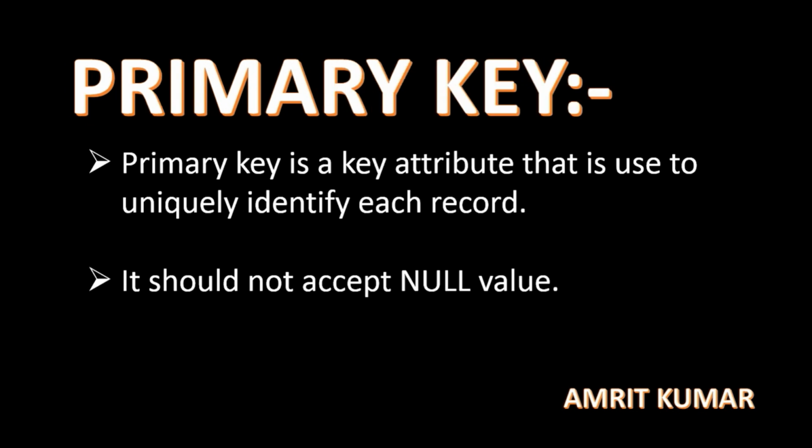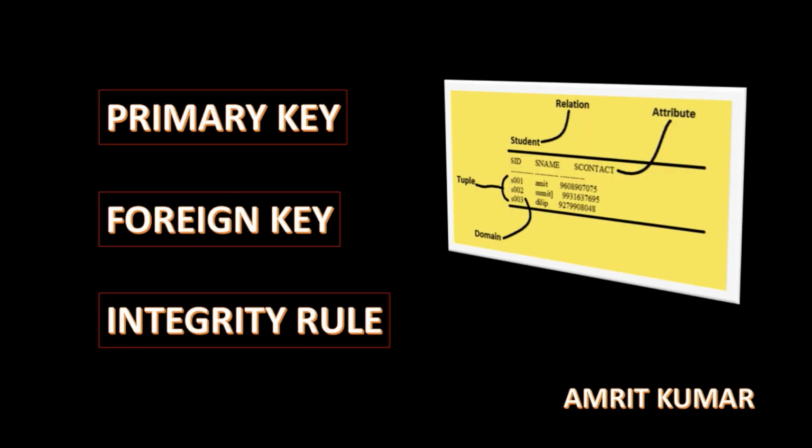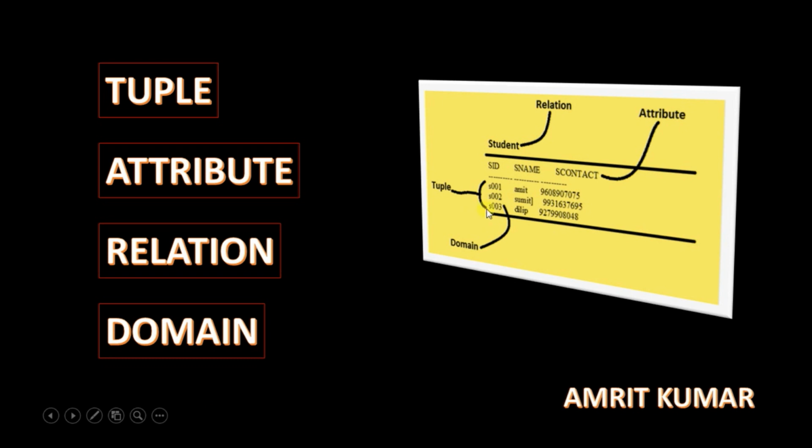Next, moving on to the primary key, it is so important. Along with the primary key, we will learn about the foreign key and the integrity rules, the rules that define the integrity of the data. The primary key is the key attribute that is used to uniquely identify each record. So if I say that Amrit is identified by his ID, and Dilip is identified by his ID.